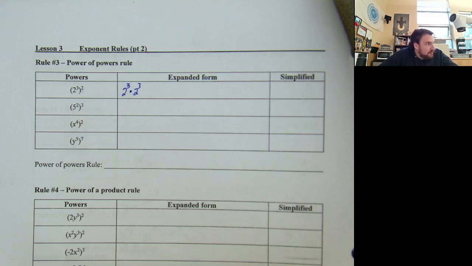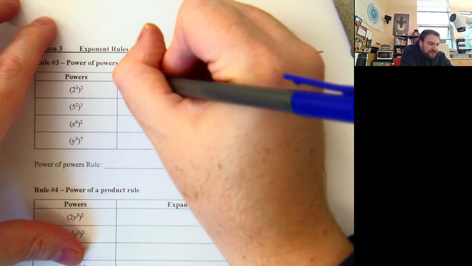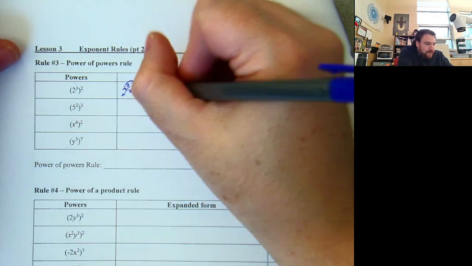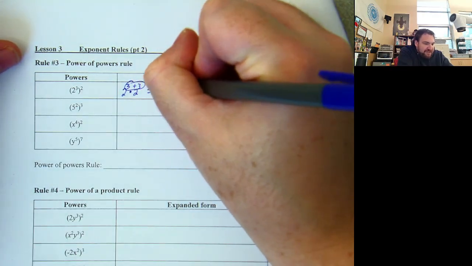But look. That looks an awful lot like an exponent law we did yesterday. I am multiplying same bases. What do I do with the exponents? You add them. Using yesterday's law, I can just add these 2 things together. 3 plus 3 is 6. So I could rewrite this as 2 to the 6.